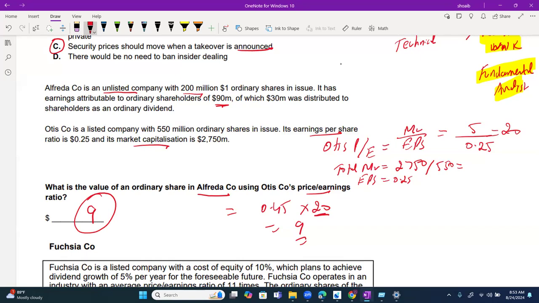No. The question is, what is the value of the ordinary shares? We only need to calculate market value per share, not the total market value. You have to read the question carefully.